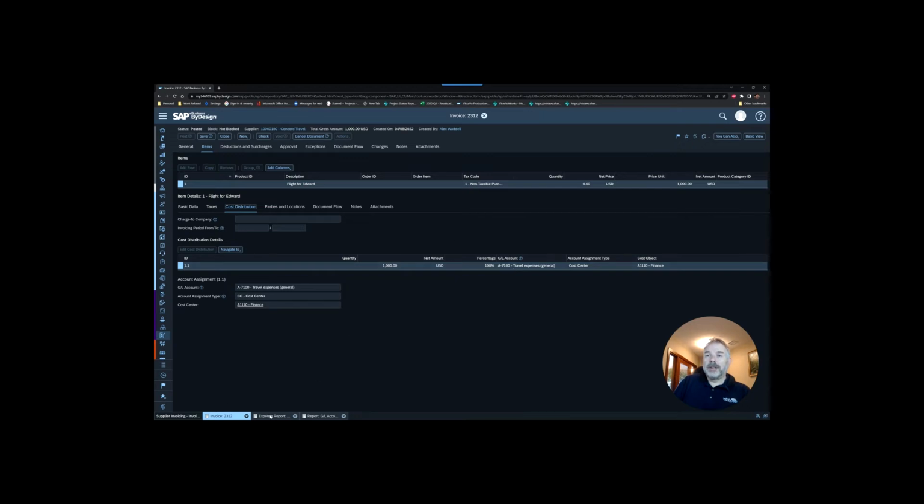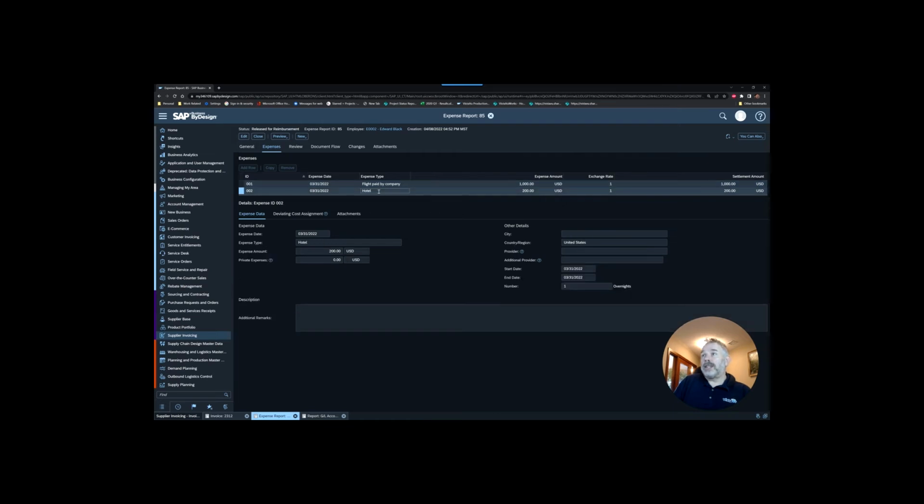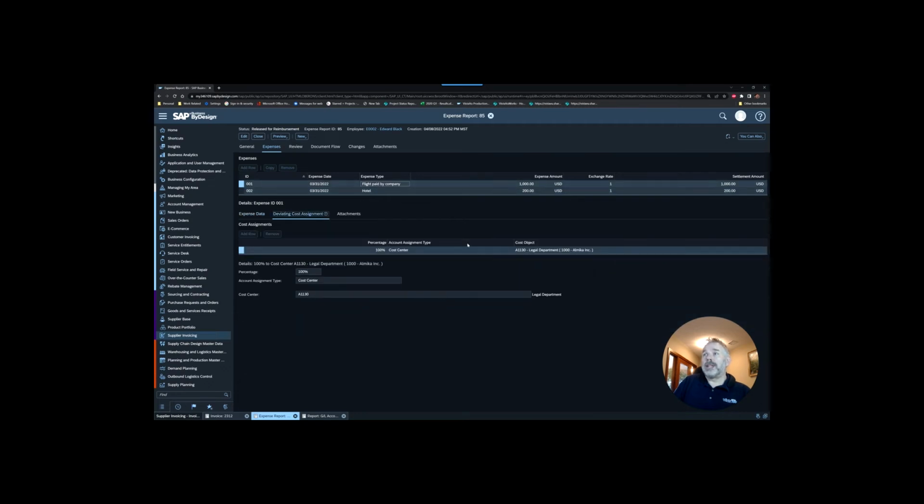Now, a number of weeks later, Edward came along and he created an expense report. And his expense report looked like this. He indicated that, yes, he used that flight for travel. It was paid by the company and it was worth $1,000. And he's also putting in an expense claim for a hotel. Now, what I want to point out here is when he coded his expense report, he actually changed the cost center and he coded this to the legal department.